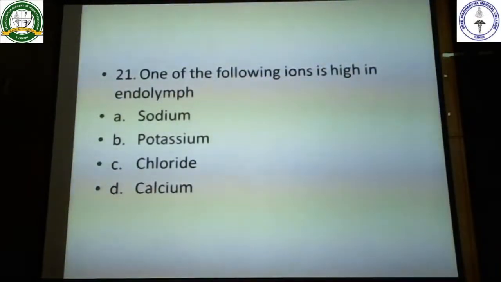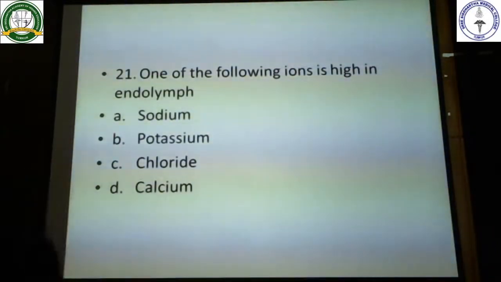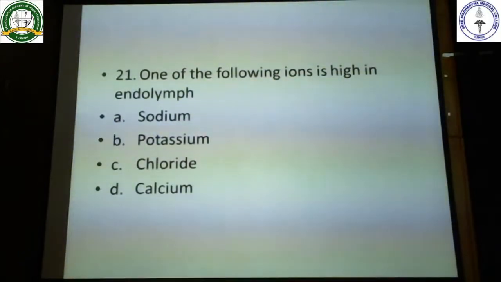One of the following ions is high in endolymph. So endolymph can be your short note. Which of the ions is richly present in endolymph? The answer is potassium.